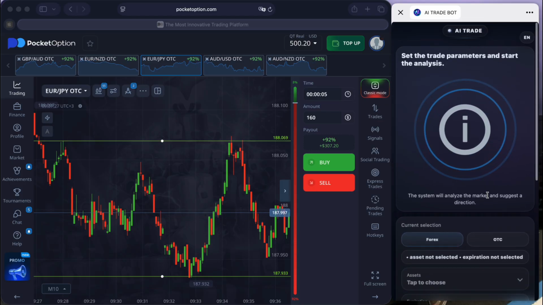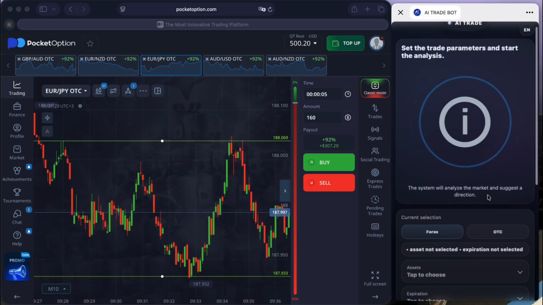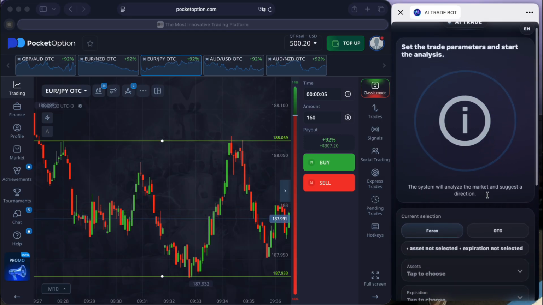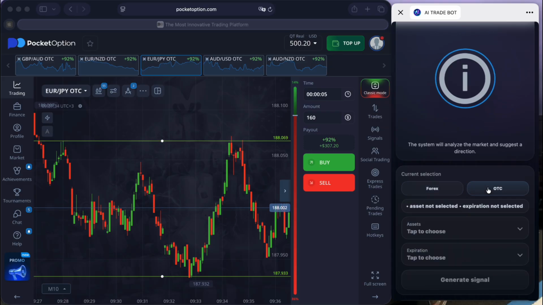But we are moving on to configuring this tool. After launching via the Telegram channel, you just need to select the trading mode in the transaction parameters. We are trading on OTC mode today, and I am switching to it. There will be a video about Forex mode later.